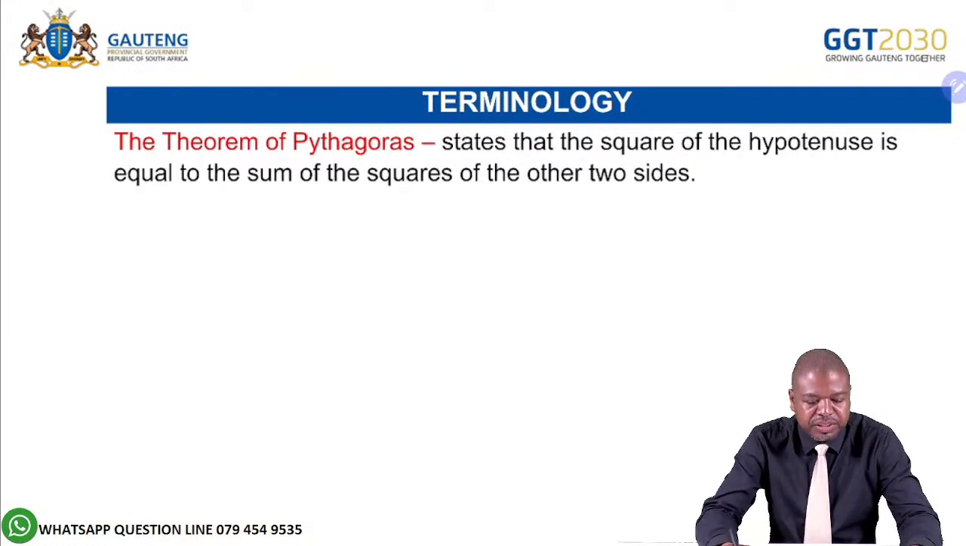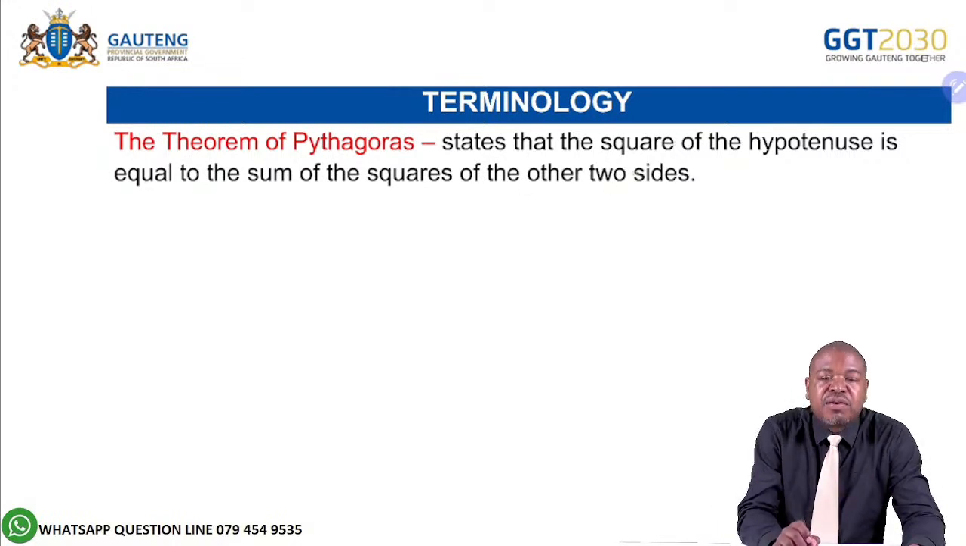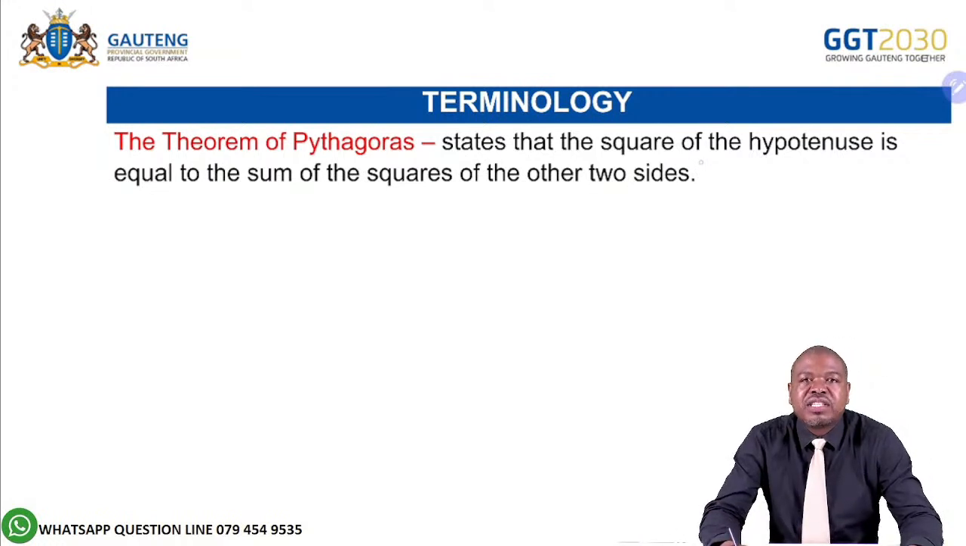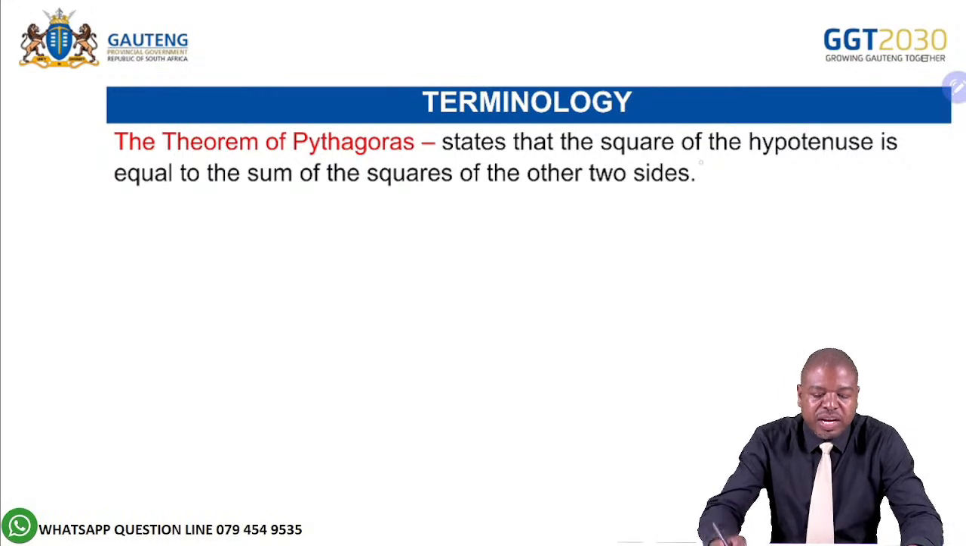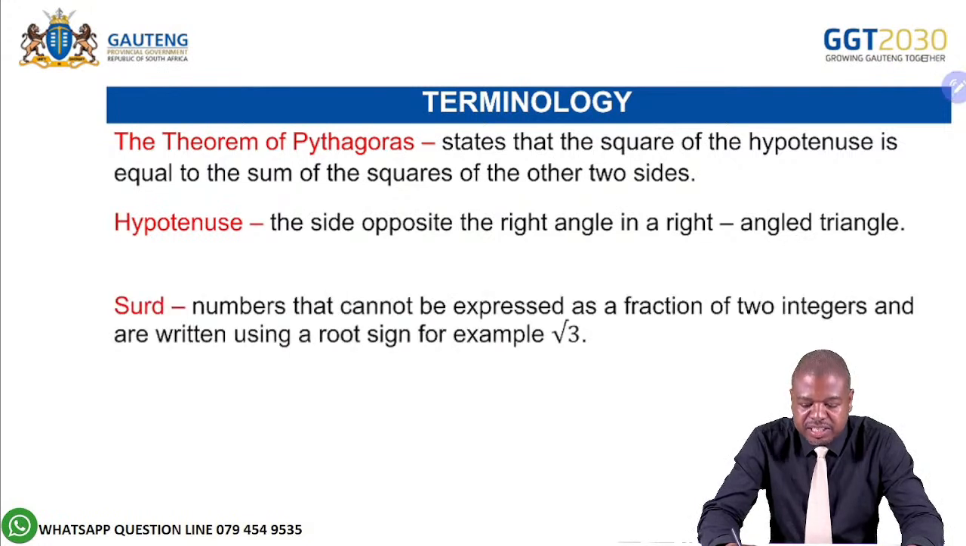Now let's have a look at some of the important terms that will help us understand our lesson. The first one is the theorem of Pythagoras, which states that the square of the hypotenuse is equal to the sum of the squares of the other two sides. I know at this point in time you might not understand what it really means, but we are going to be having a lot of examples as we progress with our lesson. You'll understand it much better. Then we do have the hypotenuse. The hypotenuse is the side opposite the right angle in a right-angled triangle.